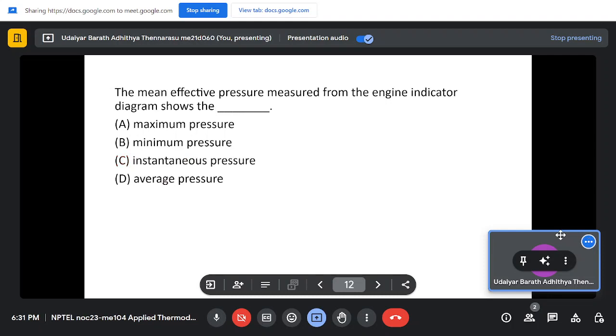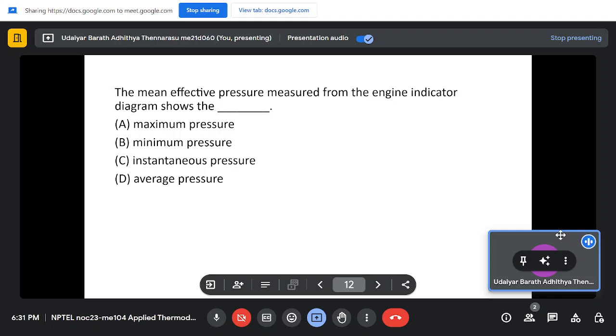The second question is, the mean effective pressure measured from the engine indicator diagram shows what? As I told you, what is mean effective pressure? The indicator diagram is the PV diagram which you plot to calculate the process. So the cycle is plotted in the PV diagram. It's called an engine indicator diagram. So this mean effective pressure which is calculated from this diagram will give you what: maximum pressure, minimum pressure, instantaneous pressure, or average pressure?